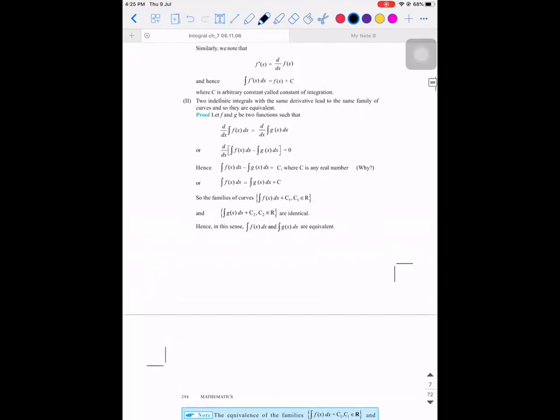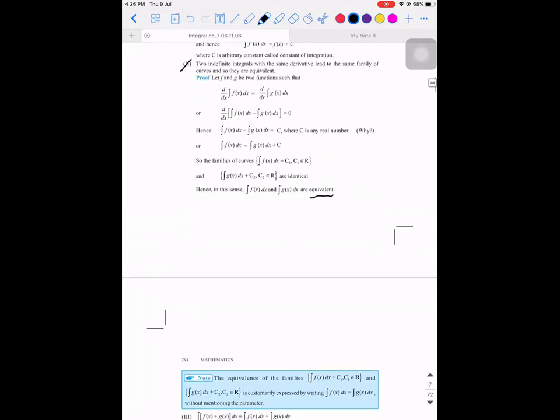So look at the second property. Two indefinite integrals with the same derivative lead to the same family of curves, so they are equivalent. So what do you mean by that? Two indefinite integrals with the same derivative. Can you give me an example we just now saw? They belong to the same family, so they are equivalent. Okay, it is better you understand it in the graphical method. Next.